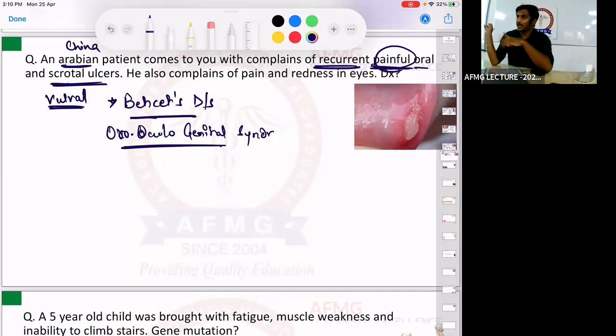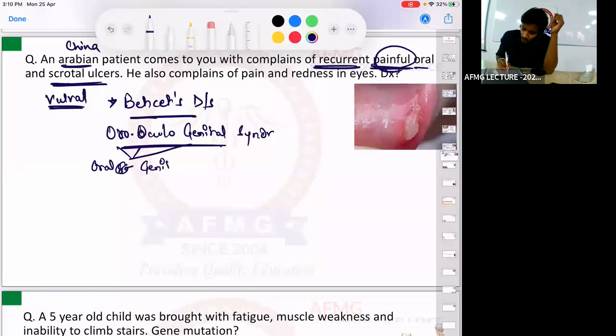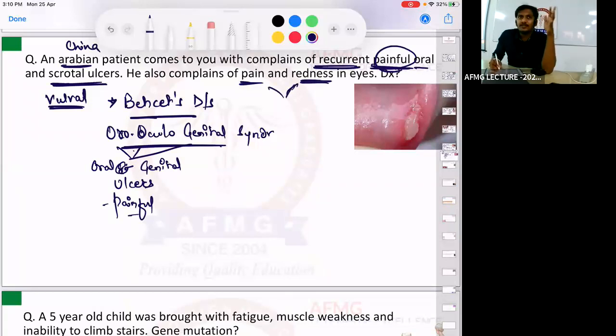Whereas oro-oculogenital syndrome, as the name suggests, has oral as well as genital ulcers, painful or painless. And what is the ocular manifestation seen? Pain and redness in eyes. And the ocular manifestation seen in cases of Behçet's disease is uveitis.